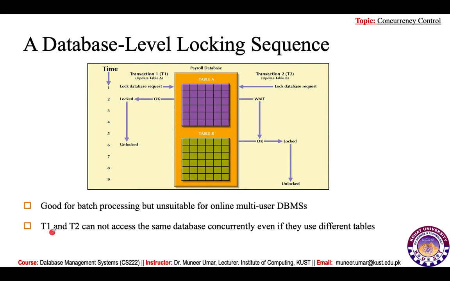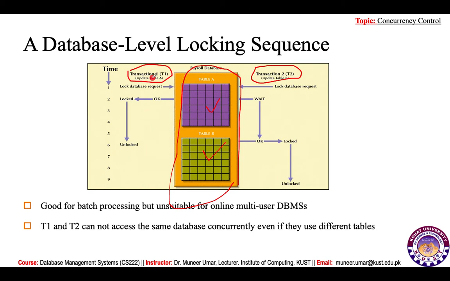So the first one is about database. Here we have a database. It has two tables, table A and table B. Two transactions, T1 and T2, want to use this database at the same time. Means both are concurrent. So what will happen?